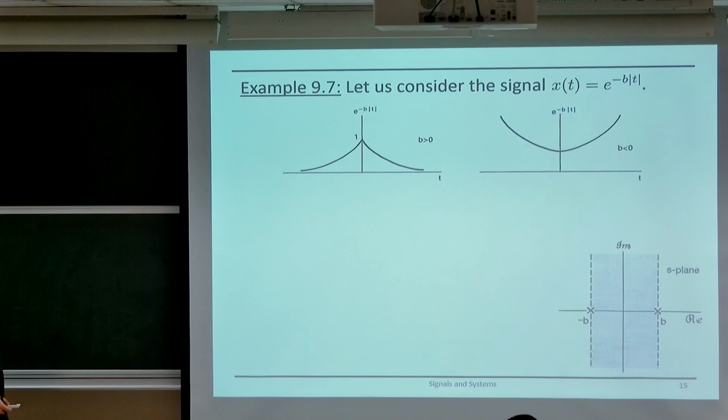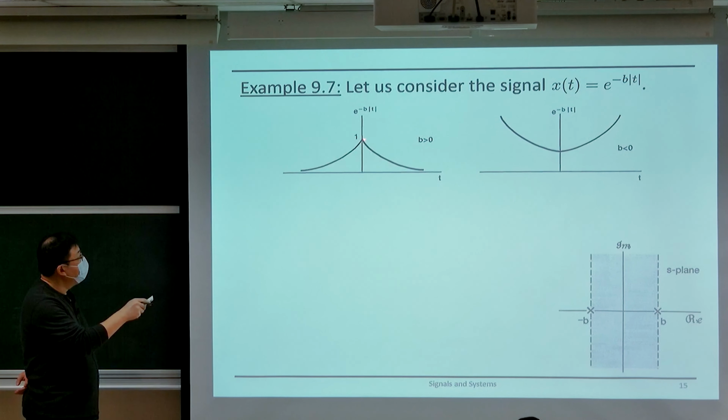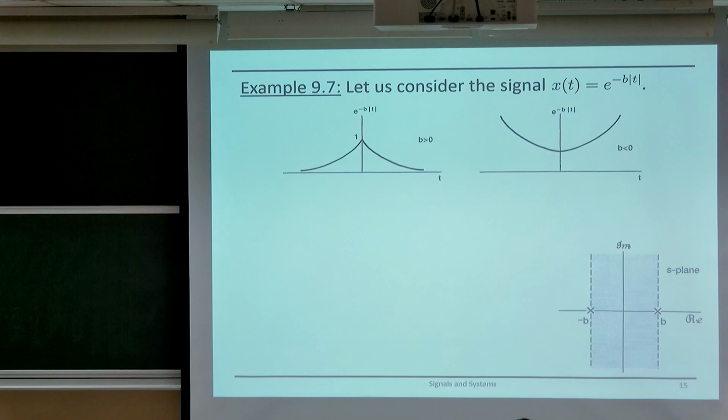Now, in any case, for this two-sided signal, we can split it into a left-sided signal and a right-sided signal. Okay. So x of t, we can write as e to the minus bt u of t, which is the right-sided signal, plus e to the bt u of minus t, which is the left-sided signal. Okay. So these two terms correspond to the forms in examples 9.1 and 9.2.